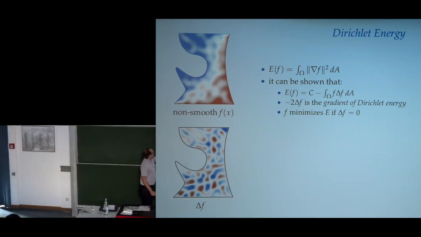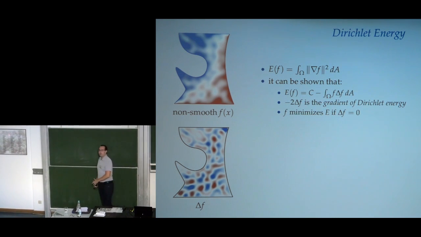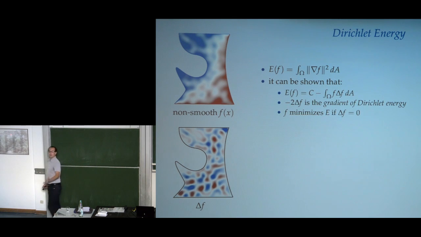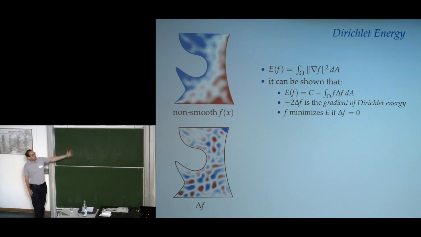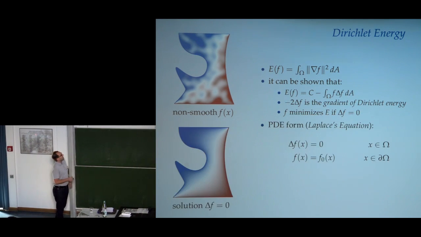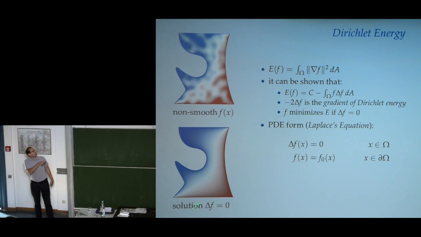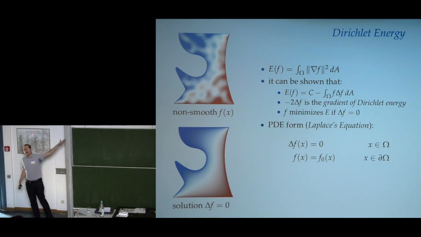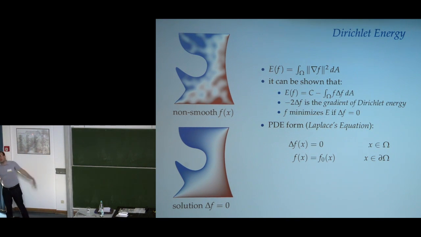Okay. So now if I want to find a solution to my interpolation problem, I want to find where the gradient is equal to 0. That means I'm at a critical point, right? So if I have a function and the Laplacian of f equals 0, that means it minimizes the Dirichlet energy. And if I do that for my region, I get something that looks like this. And this, I gotta say, looks pretty darn smooth.